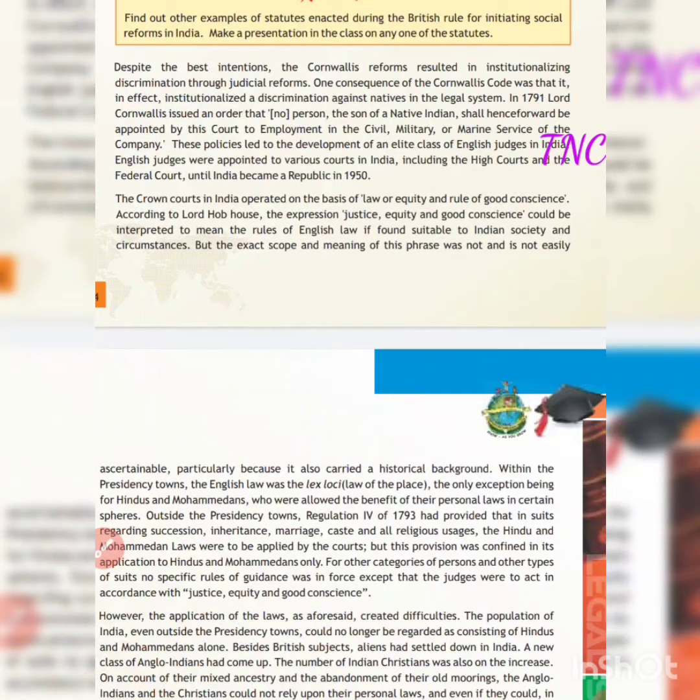According to them, they gave justice on the basis of equity and good conscience. According to Lord Hobhouse, the expression justice, equity, and good conscience could be interpreted to mean the rules of English law if found suitable to Indian society and circumstances. So the same thing is mentioned over here: to provide justice, equity and good conscience will be seen, and English law principles will be applied as far as they are found suitable in the circumstances of Indian society and Indian people.